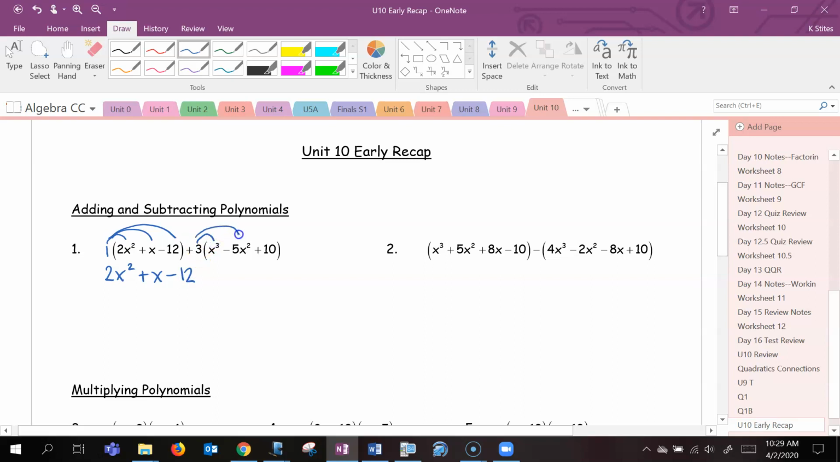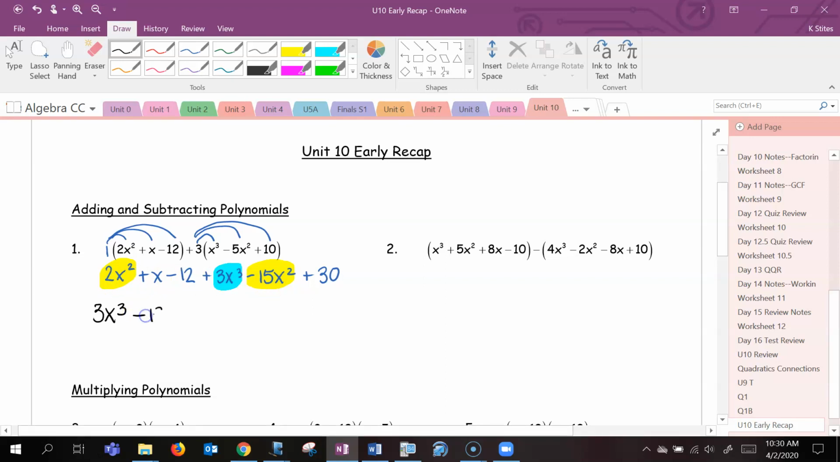But my 3, I will need to distribute that, so that'll be a plus 3x cubed, 3 times negative 5, negative 15x squared, 3 times 10 is 30. And so now all I'm going to do is combine my like terms. Okay, we want to start with the highest exponent, so that's the 3x cubed. Okay, and then we have our x squareds. That's these guys. And you guys did so great on this quiz back when you took it over a month ago. So hopefully this will come back to you pretty quickly.